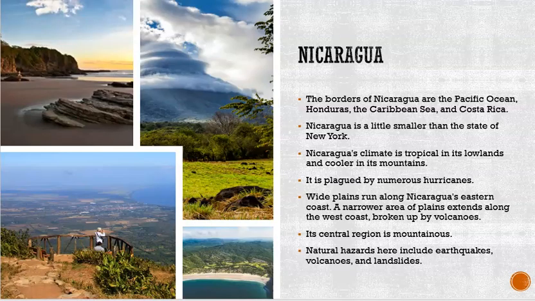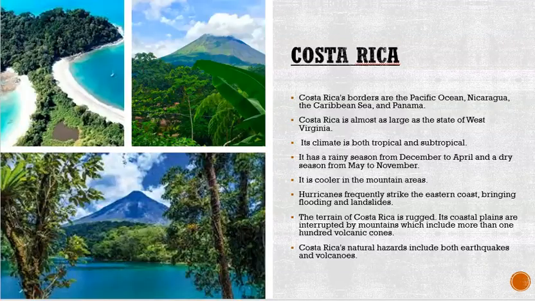Next is Nicaragua. Nicaragua also has a coast on the Pacific and the Caribbean. It's a little bit smaller than New York. Its climate is tropical in the lower land and cooler in the mountains, and it's plagued by hurricanes. There are wide plains that run along Nicaragua's eastern coast. A narrow area of plains extends along the west coast, broken up in the middle by volcanoes and mountains in the center. Natural hazards here, including hurricanes, are earthquakes, volcanoes, and landslides.